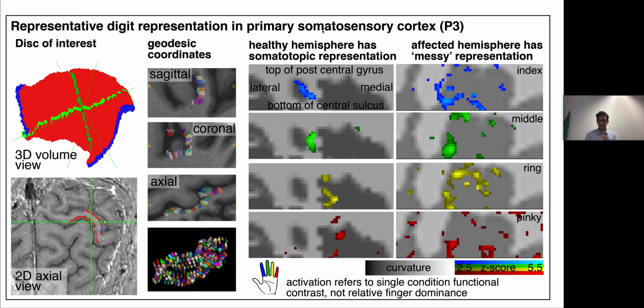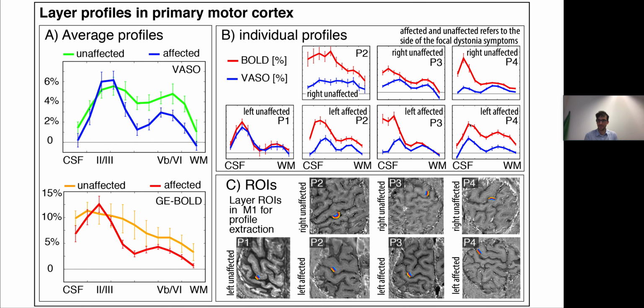So then in the flattened cortical surface, for example, here in the middle column, you can see that for the healthy hemispheres of the hand dystonia patients, you see these nice and concisely located finger representations in a somatotopically aligned fashion. So neighboring fingers are represented neighboring in the cortex, whereas for the hand dystonia affected hemisphere, it's kind of all messed up. There's a lot of overlap. Even though we have a lot of signal, it's very hard to see clear patterns there.